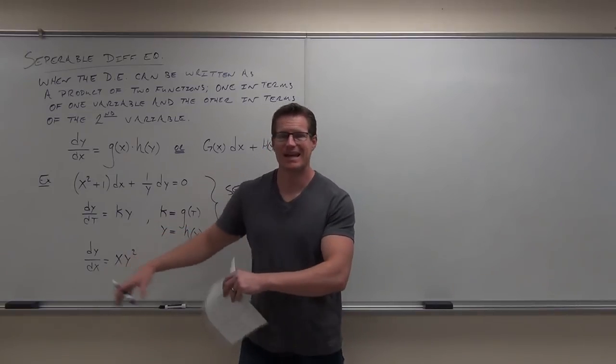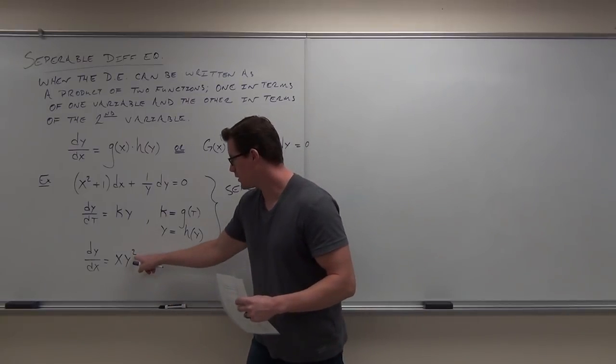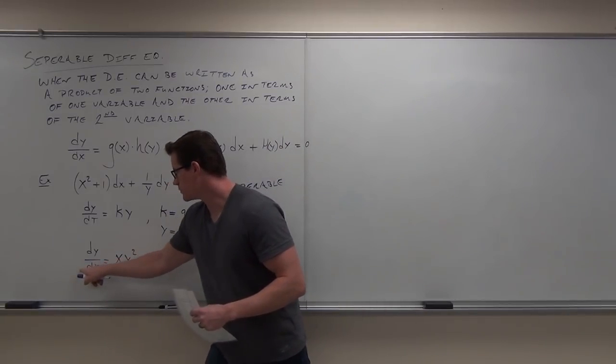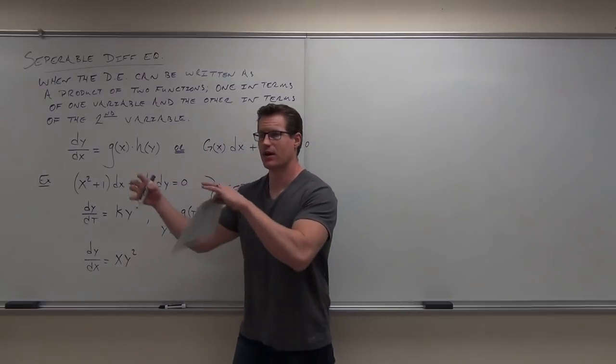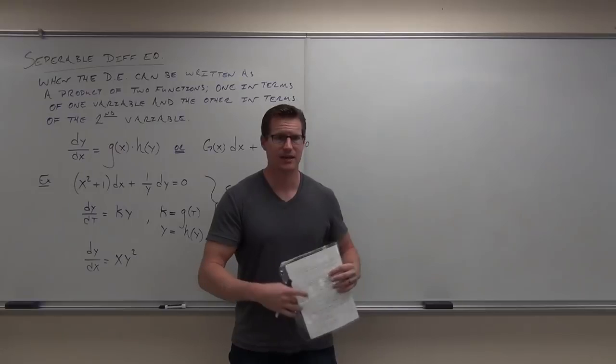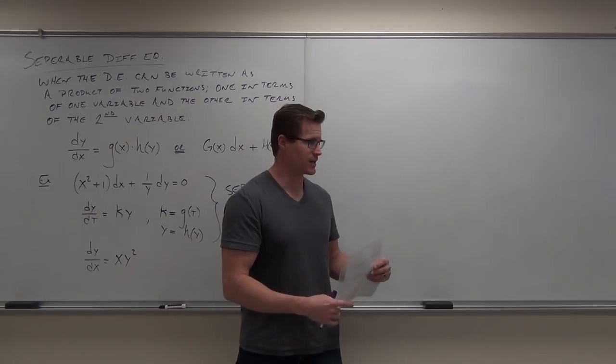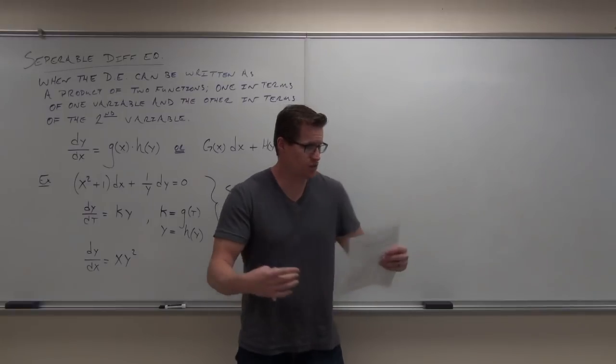I can isolate my x's and my y's by doing just a little bit of division. So basically I could divide over y squared, I could multiply dx over here, and I'd have y's on one side, and I'd have x's on the other side. That's the idea. That's what separable means. We can get y's on one side, x's on the other side. Quick head nod if you're okay with that one. So that's what you can do here.